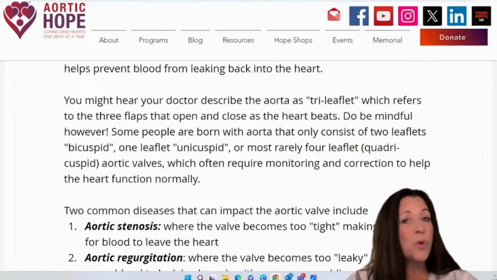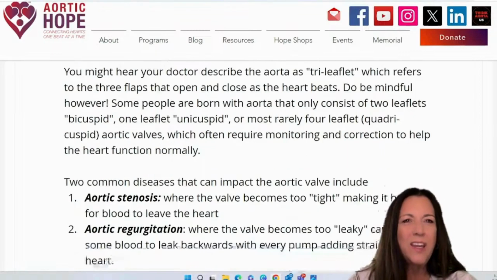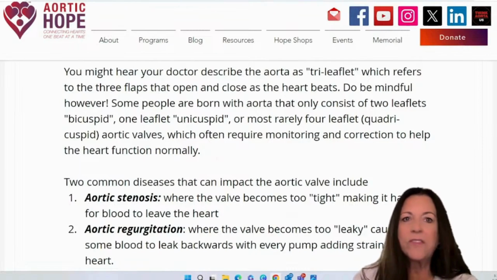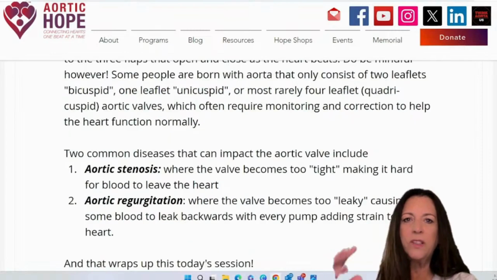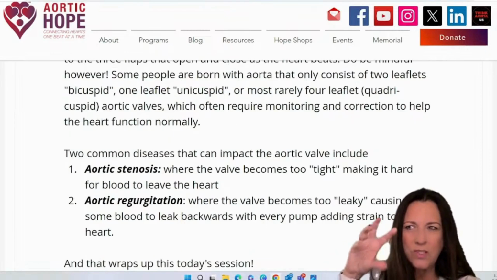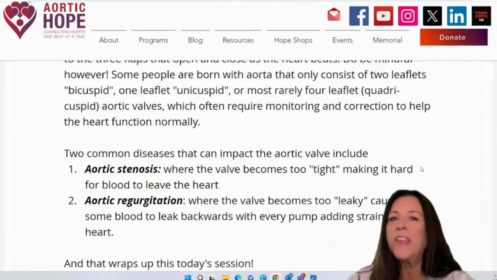Or, as I mentioned before, aortic regurgitation. That's when the valve becomes too leaky, and some of that blood will actually leak back into the heart with every single pump, which adds strain to the heart. And that's when the leaflets just don't come together to close it. There's a gap. They get a little flappy in there. And so you don't want that to happen.